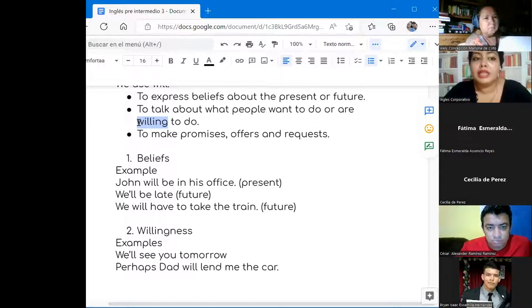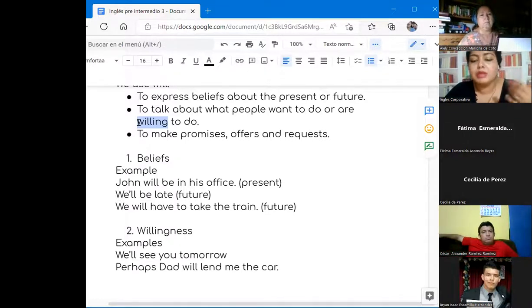I am willing to buy the vegetables. Estoy dispuesto a comprar las verduras. O sea, también estamos hablando de la disposición. Porque el will es la voluntad. O sea, solo la palabra will es voluntad.